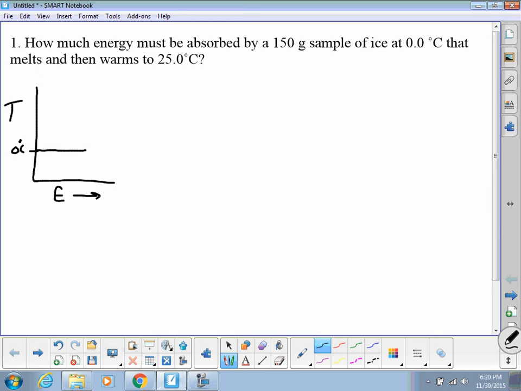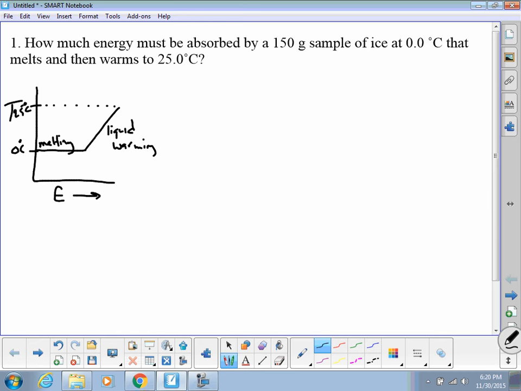And as we've talked about, when something melts, only the interaction energy is changing and not the thermal energy, so the temperature remains constant until it's done melting. And then it's going to go up to a final temperature of 25 degrees Celsius. So what do we have here? We have the ice that's melting. We have the liquid that is warming.